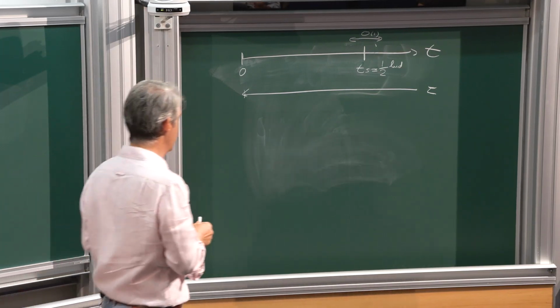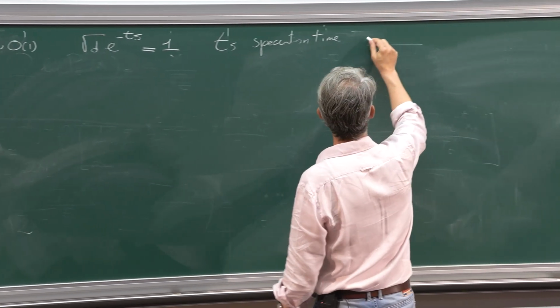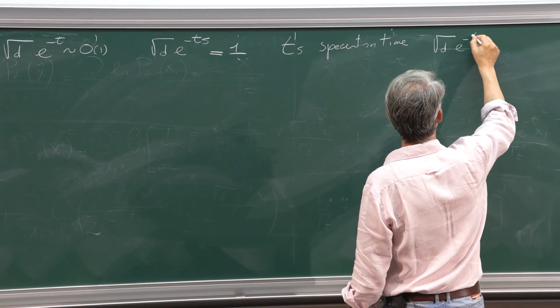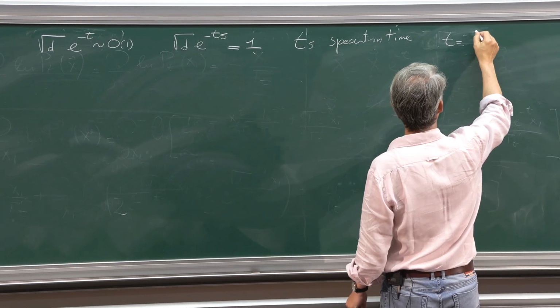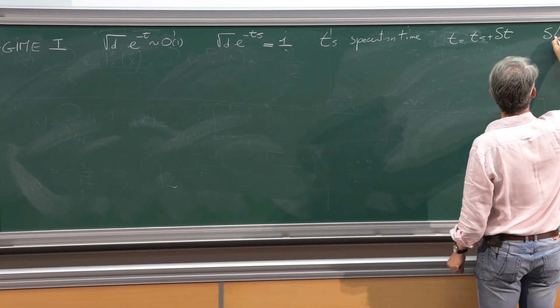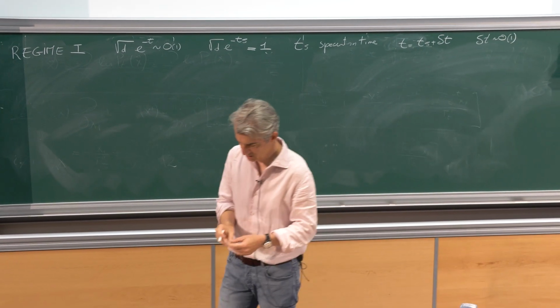So square root of d exponential minus t. Sorry, the time t, I'm going to define it as ts plus delta t, and delta t is going to be of order 1. That's the regime that I'm going to study.